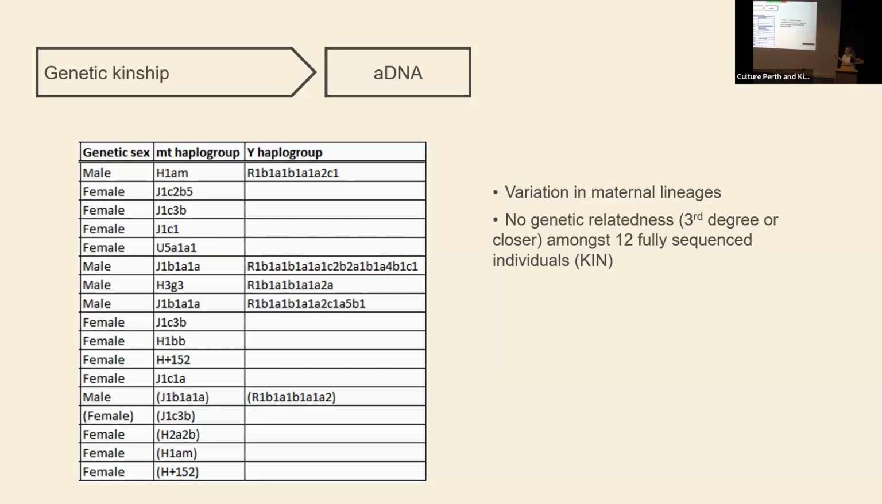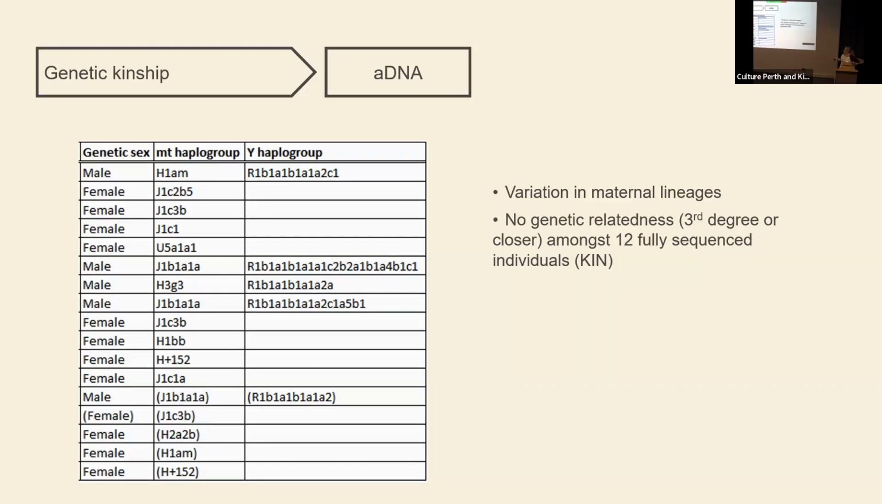And the male haplogroups are all incredibly consistent with what we'd expect at this time period in Scotland. The real surprise, which we were absolutely not expecting, is that there are no genetic relatives amongst the 12 that we've got the full sequencing for. And this is up to 3rd degree or closer, which essentially means up to great-grandparents, cousins, great aunts and uncles, things like that. And that's amongst all 12 individuals. So none of those are really closely related at all.